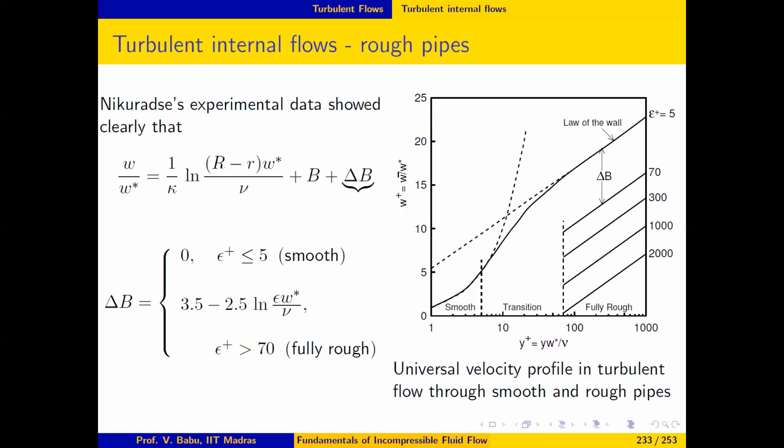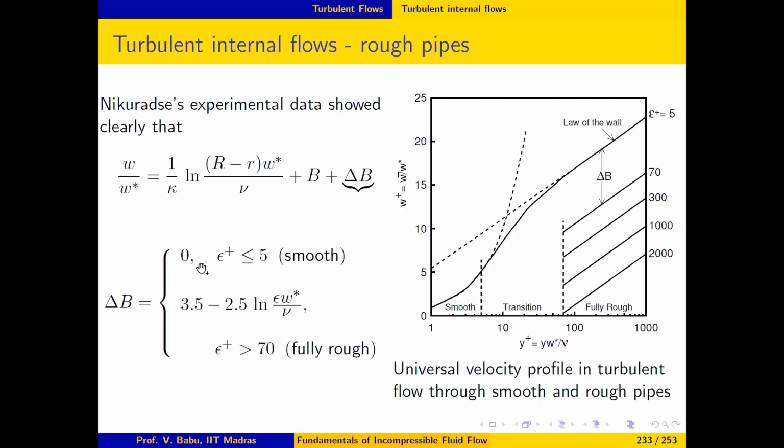Nikuradse's experimental data showed that as a result of the presence of the roughness, the velocity profile was simply shifted down by a certain amount. So this is the velocity profile when the pipe is smooth, and the presence of the roughness simply shifts the velocity profile down by a fixed amount like this, as can be seen here. So this is the law of the wall for a smooth pipe, and the roughness keeps shifting this law of the wall further and further down.